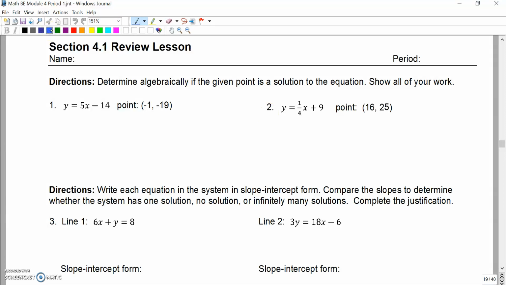It says, determine algebraically if the given point is a solution to the equation. Show all your work. And so this is only one line. It has two variables. And what we're going to do is plug this point in. 25 is y. 16 is x. We'll make 16 over 1. A number that goes into 16 and into 4 is 4. 4 goes into 4 once and into 16 4 times. And we're left with 25 equals 4 plus 9. 25 equals 4 plus 9 is 13. And this is false.